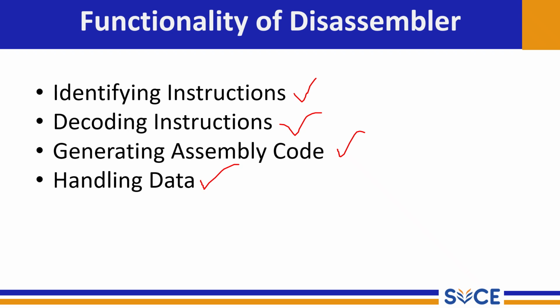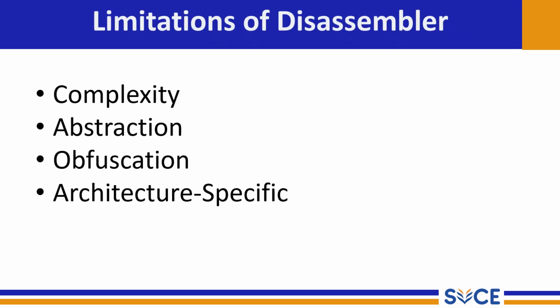Okay. Next, we are going to discuss the limitations of disassemblers. First one, complexity. Assembly code can be complex and difficult to understand, especially for larger programs. Second, abstraction. Disassemblers provide a low-level view of the code, which can make it difficult to understand the overall program logic. And third one, obfuscation. Techniques like code obfuscation can make it very difficult for disassemblers to accurately translate the binary code into the assembly language.